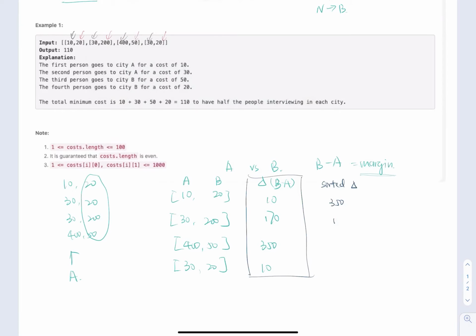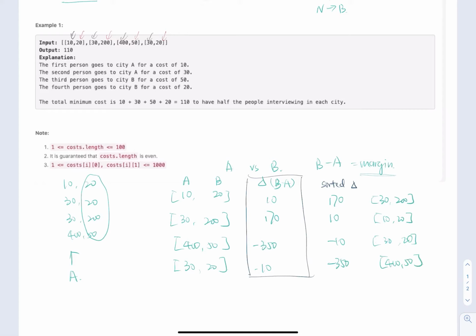So we want to take the difference, and these are minus. If we rank it, it will be 170, 10, minus 10, and 350. And the corresponding input will be 30, 200, 10, 20, 30, 20, and the last one, 450.